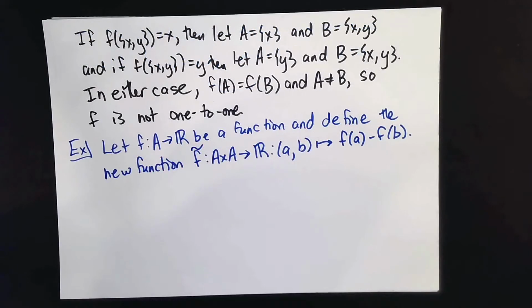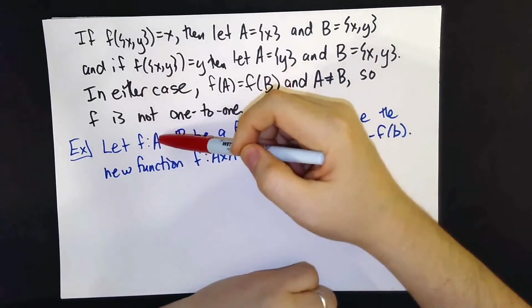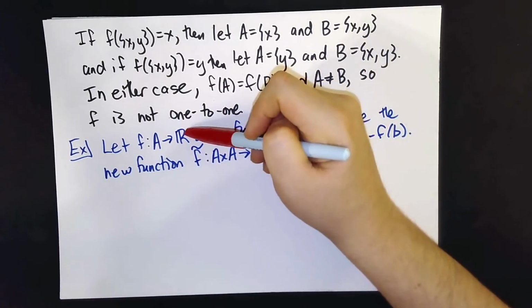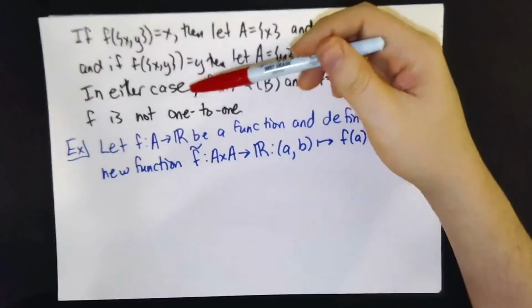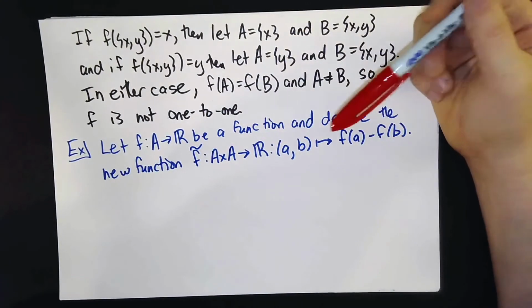Okay, let's do one more example of this. Okay, so here we started with a function whose domain is just a set. We don't know anything about the set. I've just called it capital A. But the codomain is the real numbers. And that's significant because I know how to do lots of things with the real numbers. For example, I know how to subtract them, which is what I'm going to do in this particular example.